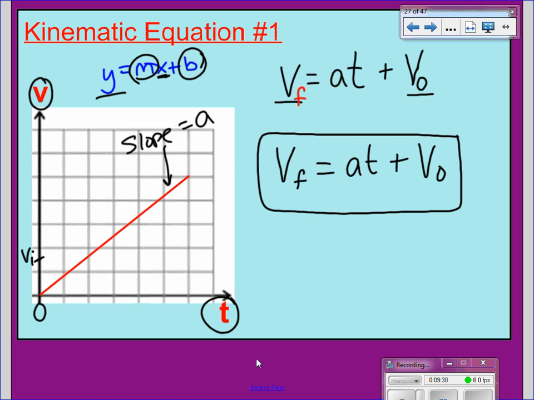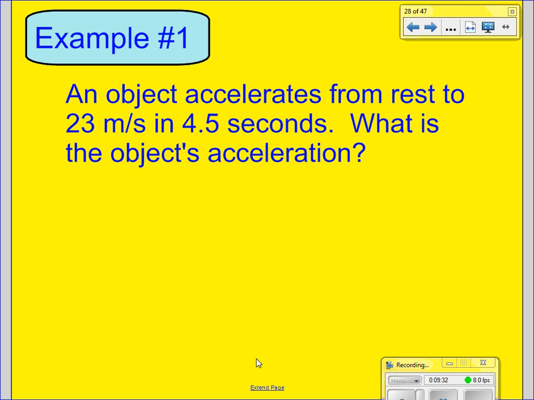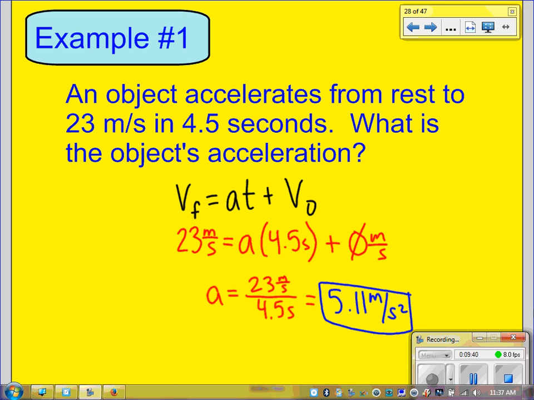So let's look at a sample problem. Alright, what I'd like you to do is pause the video and use this first kinematic equation to solve this problem.